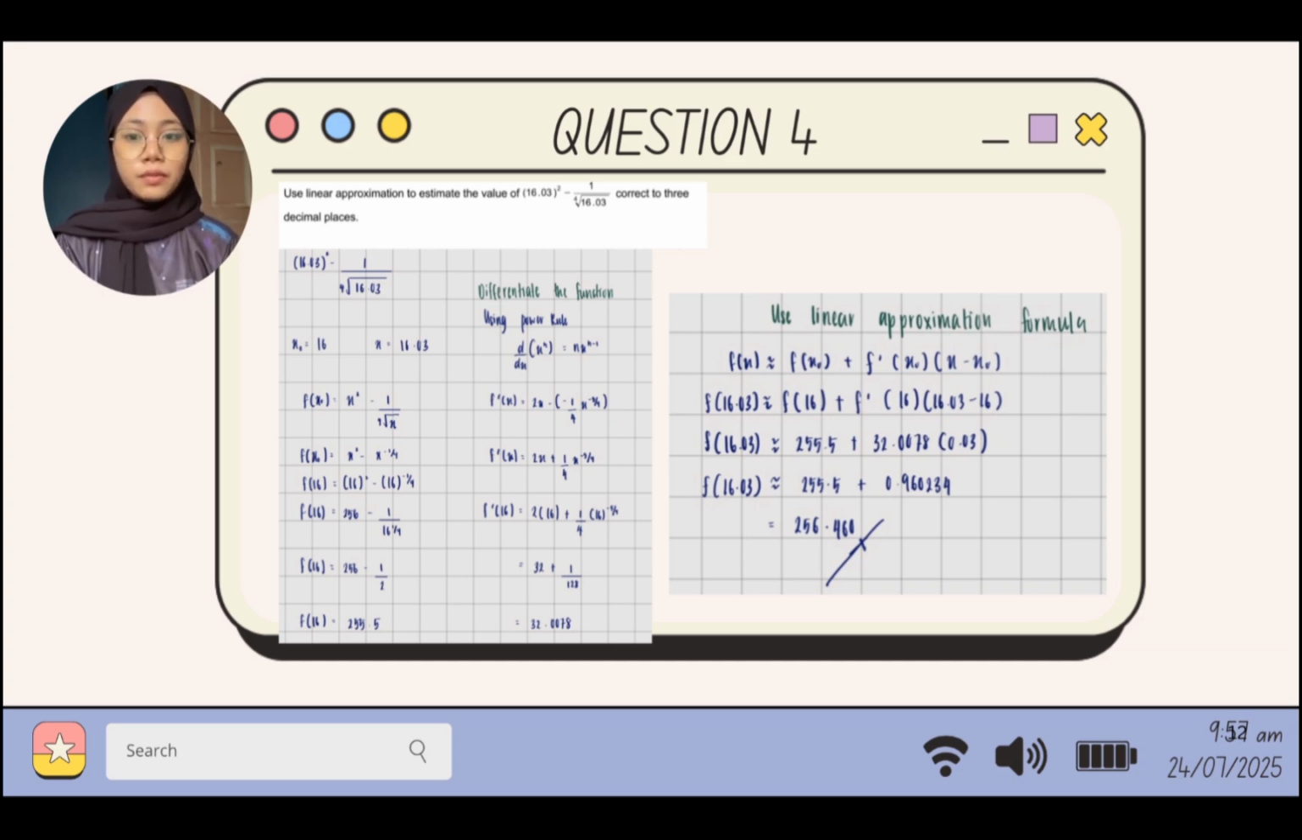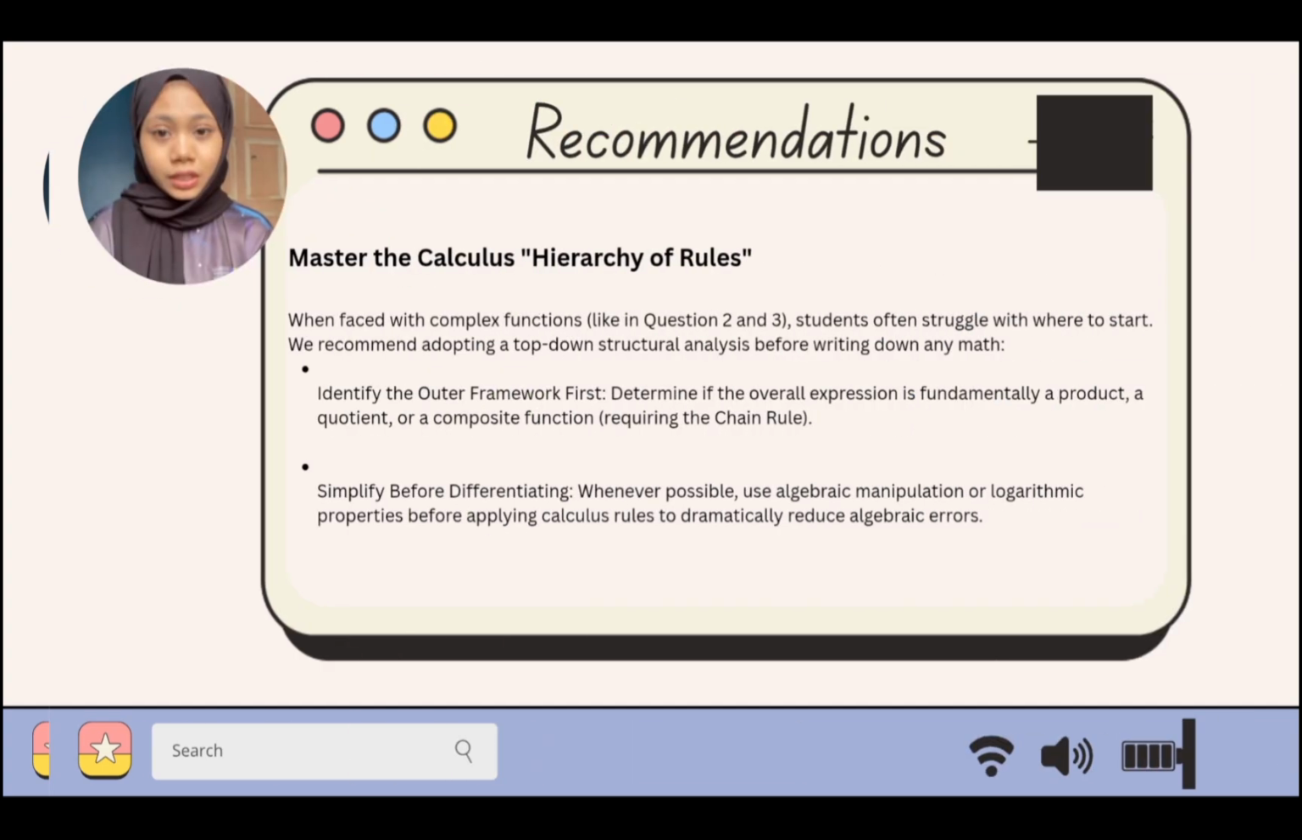Next, substitute x equal to 16: f(16) equals 255.5, f prime(16) equals 32.0078. Use the linear approximation formula, f(x) equals f(initial) plus f prime(initial) times (x minus initial). Substitute x equal to 16.03, so f(16.03) equals 255.5 plus 32.0078 multiplied by 0.03. Therefore, the estimated value is 256.460. That's all. Thank you.